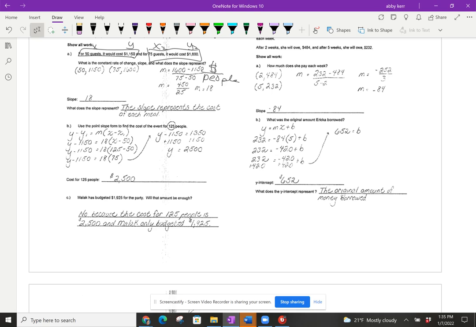Use the point slope form to find the cost. So all you're doing here is plugging in x. X equals 125. Once you do that, you simplify. 18 times 75 gets you 1350. And then it's a one step. We're going to add 1150. So the cost is $2,500 for 125 people.